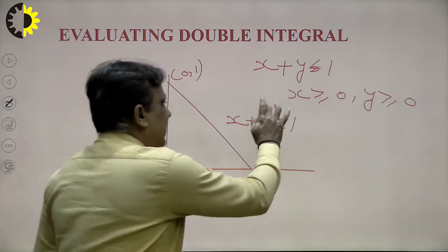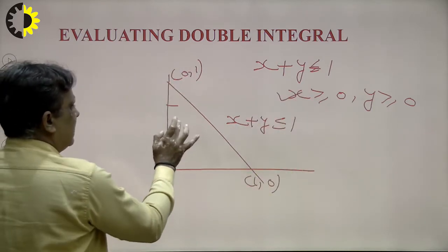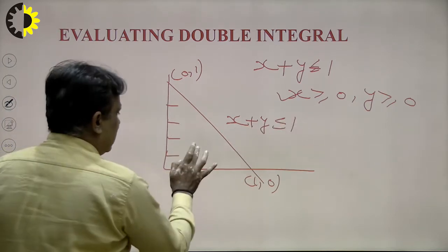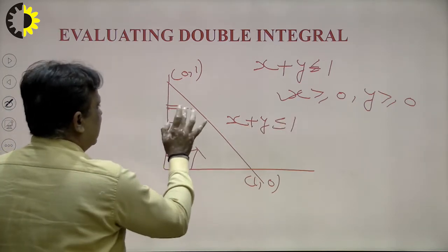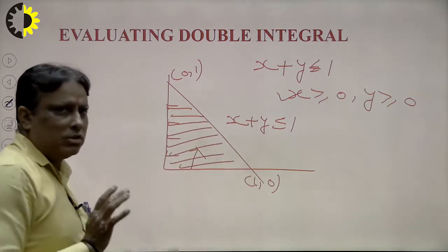And what is x greater than or equal to 0? x greater than 0 means this portion, right? And y greater than 0 means this portion. So the region is this portion. First of all, we draw the region.